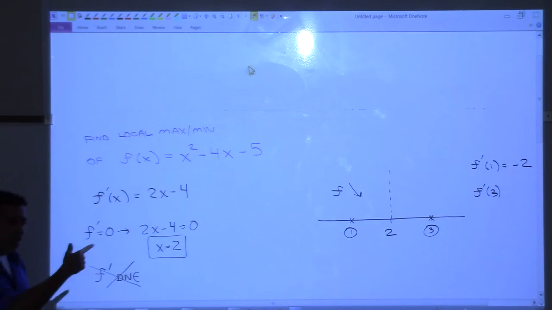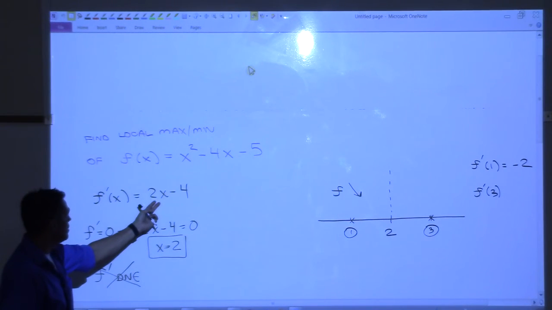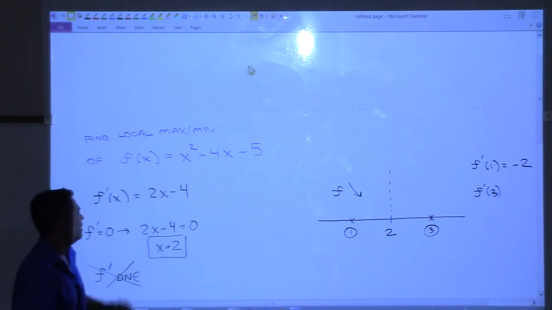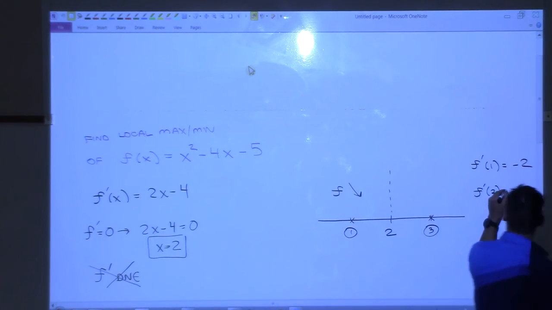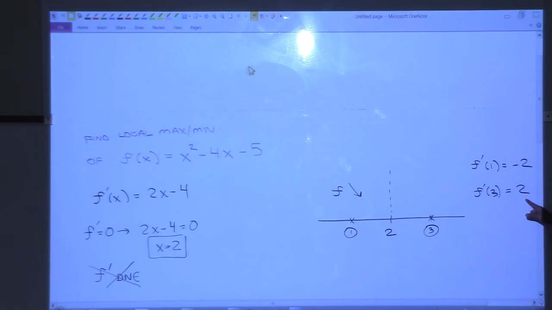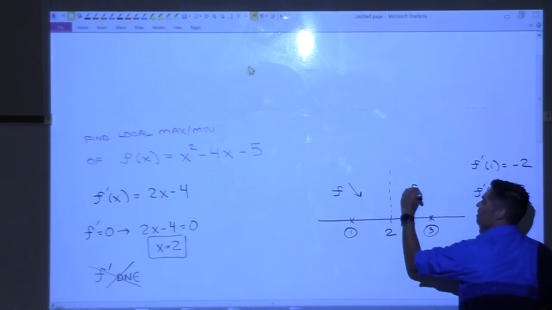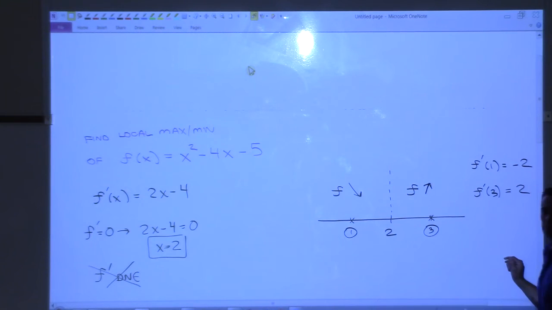Okay, now check 3. What happens at 3 if you plug 3 into the derivative? Remember, not up here, right here. You get positive 2. And all I care about is that it's positive. So that means at 3, my derivative is positive, which means my function is going up.